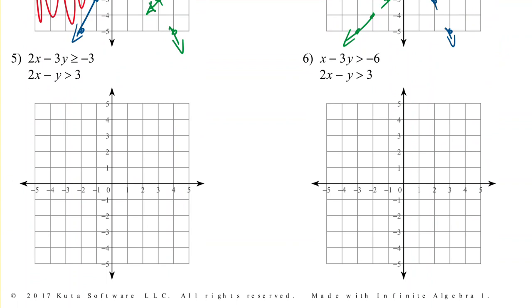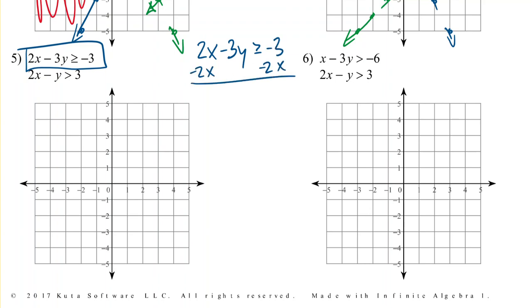5. Let's just practice solving this for y. So we're subtracting 2x. -3y greater than or equal to -2x minus 3. Divide by -3. The first thing we want to do is reverse that inequality symbol. Y is less than or equal to, 2 negatives make a positive, and 2 negatives make a positive.